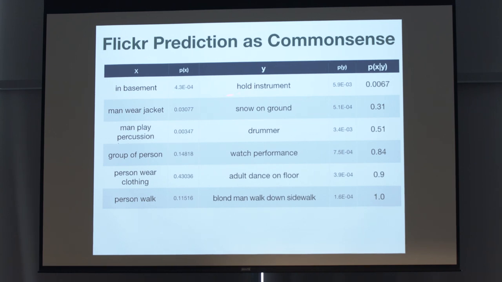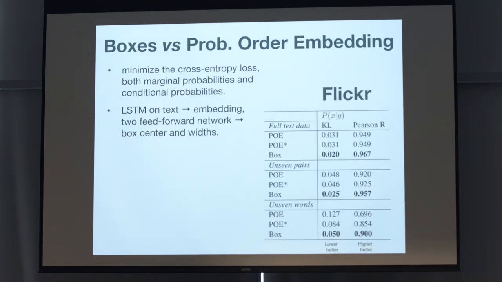Given that you observe holding an instrument, what's the probability that you're in the basement? Well, that's pretty low, not impossible, but it would be unusual for somebody to have an instrument in the basement. If you're watching a performance, what's the probability that you've got a group of people? That's pretty high. If you've got an adult on a dance floor, what's the probability that he or she is wearing clothing? Well, that's pretty high, but not one. And then here's one that's just absolutely entailed, and that makes sense as well. And what we find again is that in comparison with some alternatives, the box methods do well.